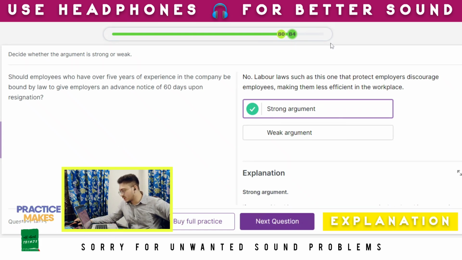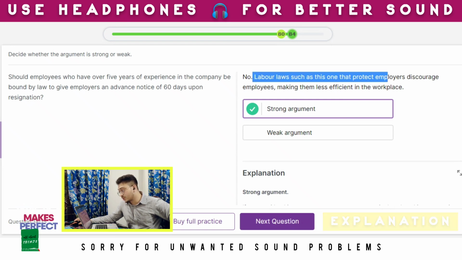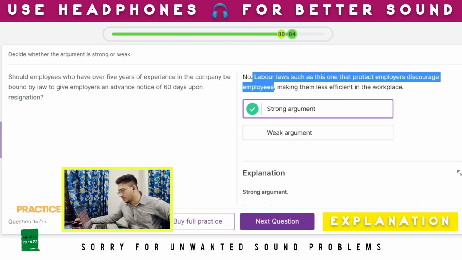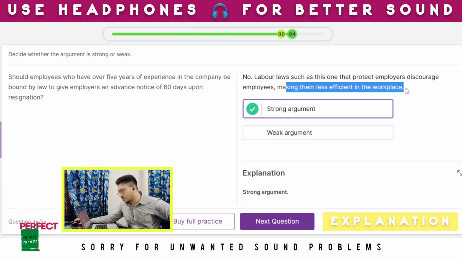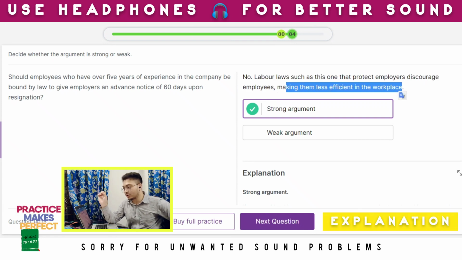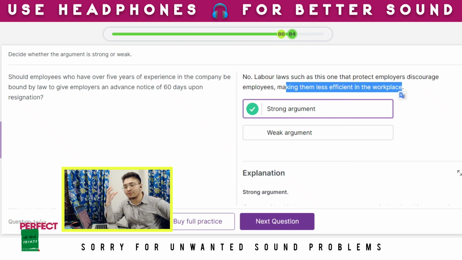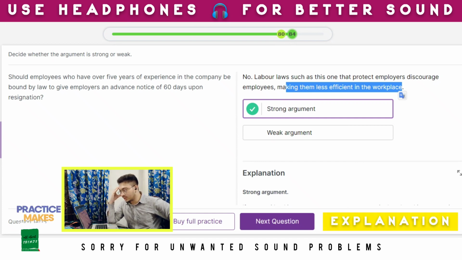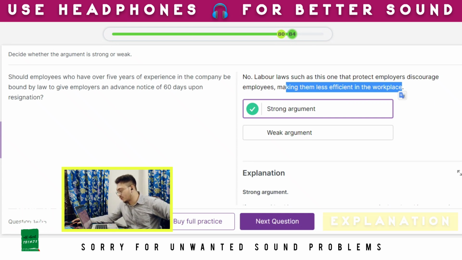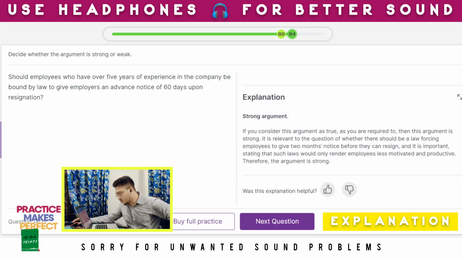The answer says that, look, the argument says no, the law suggests this would discourage employees, making them less efficient in the workplace. So if you tell employees to give a notice, they become so frustrated because it doesn't give them the independence to work efficiently. So that's why I think this is a strong argument. It's really unfair. I think it should be like that. Okay.